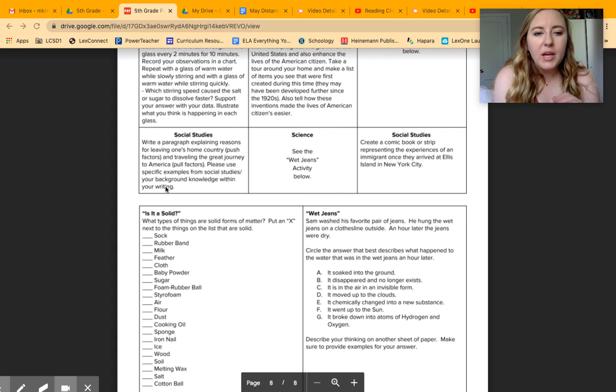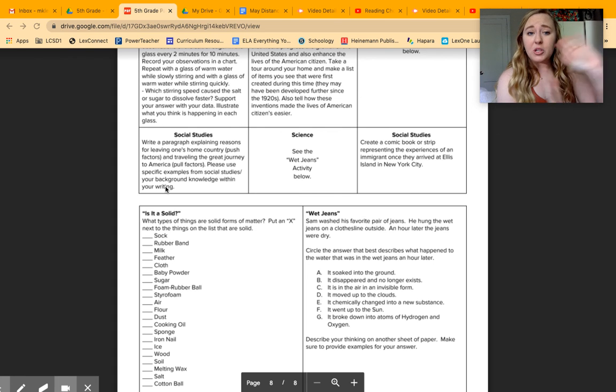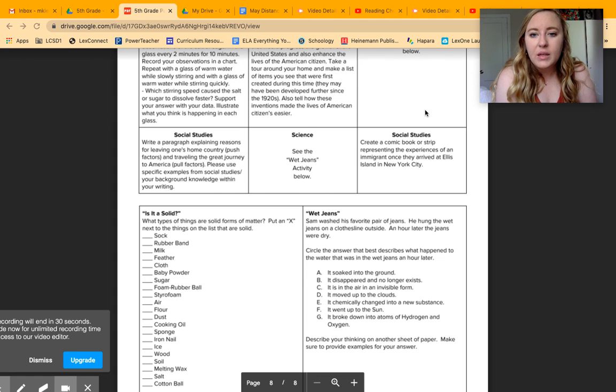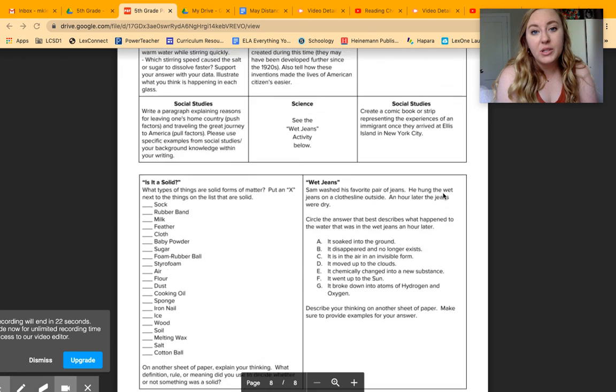Social studies, you're going to write a paragraph explaining reasons for leaving one's home, which would be a push factor in traveling to America. So what pulled them to come to America? You're going to create a list and form a paragraph of why people would want to leave their home and come to America. Over here, you're going to create a comic strip about the experiences of an immigrant coming to Ellis Island in New York City, which you guys went through a simulation of.